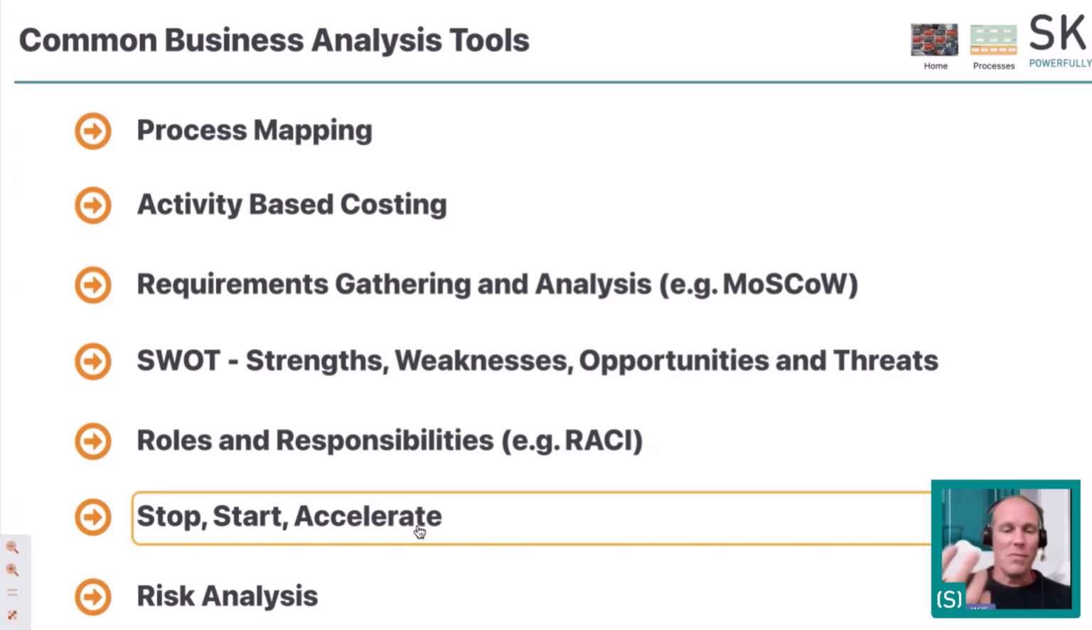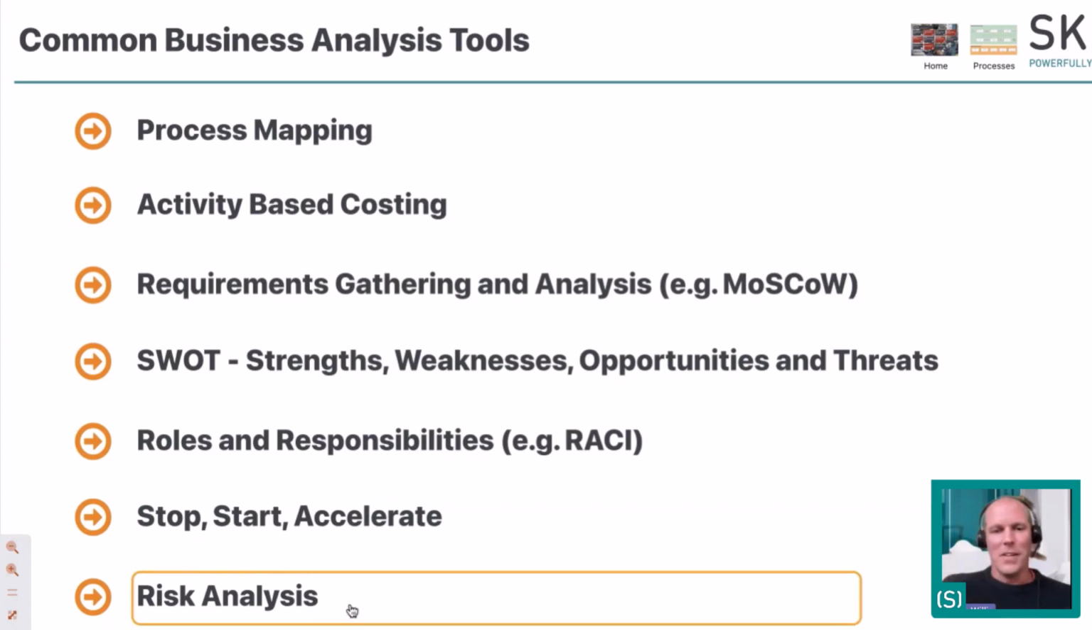Another common one, looking at process improvement, you might look at a process and go, okay, what are things that we want to stop doing? What are things that we should start doing? And what are things that we should do better? So I've used this extensively in the past, but I call it stop, start, accelerate. And there again, there's different versions of that. Another common one, risk analysis, looking at a process individually, step by step, and trying to understand what the different risks might be to that.